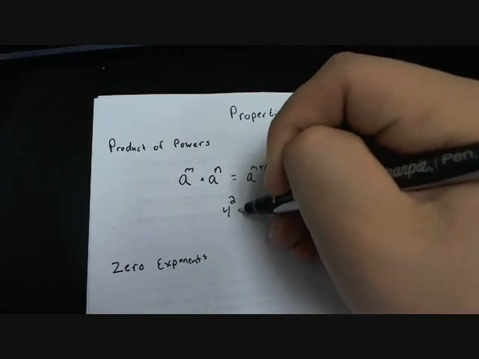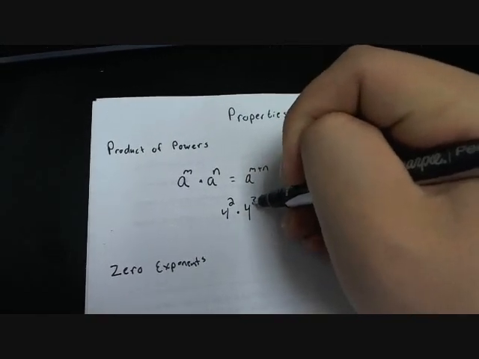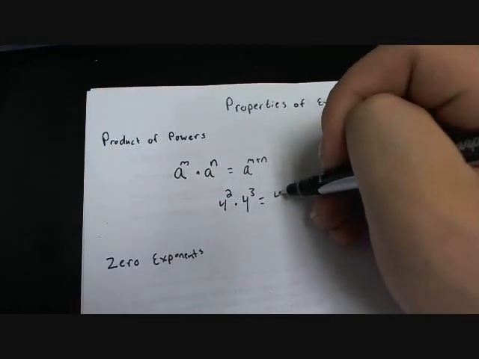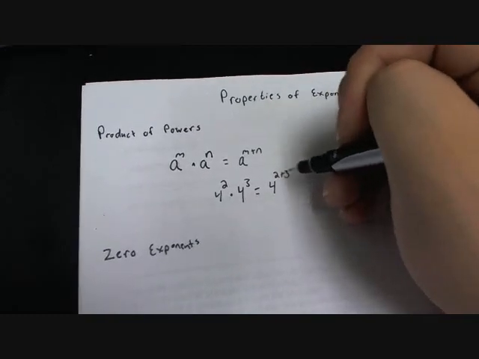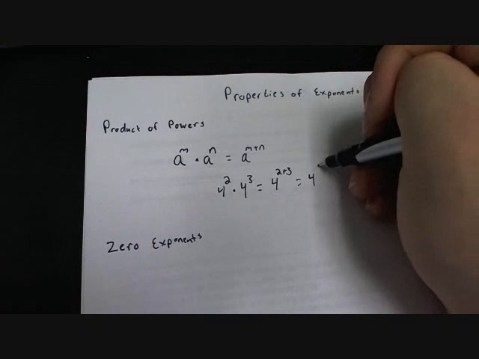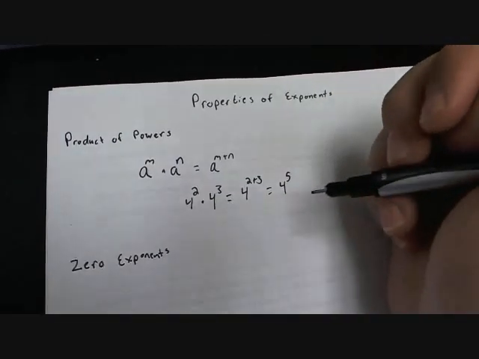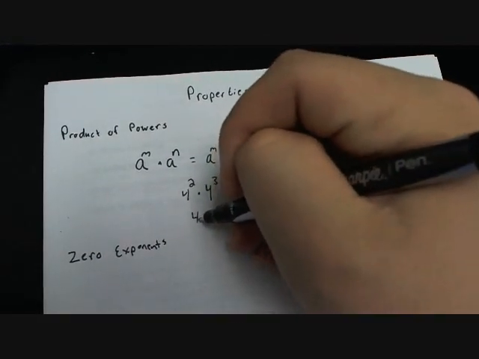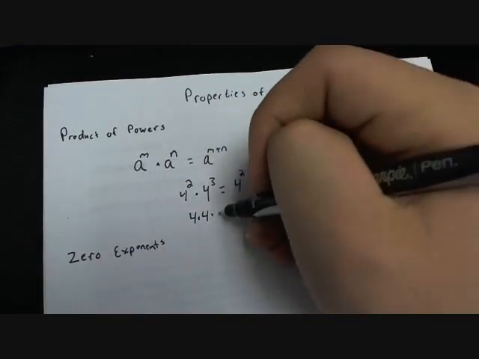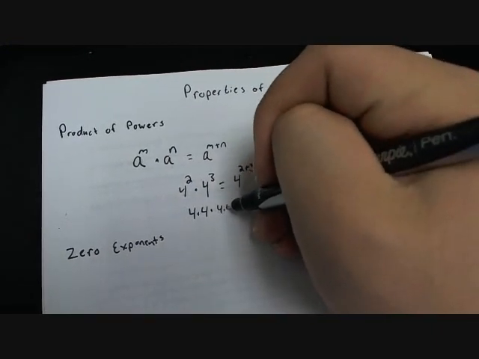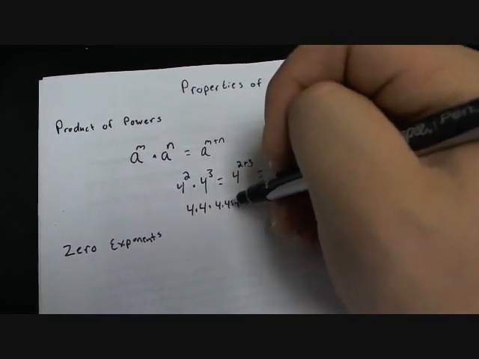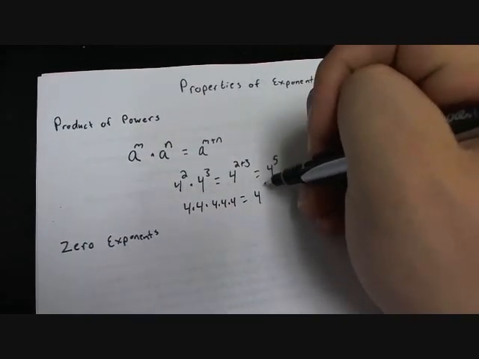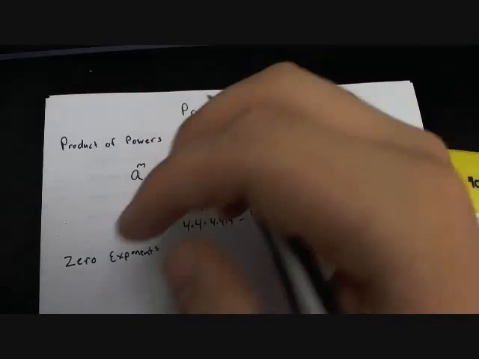4 squared times 4 cubed will be 4 raised to the 2 plus 3, which is 4 raised to the 5. To verify, 4 squared is the same thing as saying 4 times 4. 4 cubed is the same thing as saying 4 times 4 times 4. You add them up, 1, 2, 3, 4, 5. 4 to the 5th power. That is the same thing.